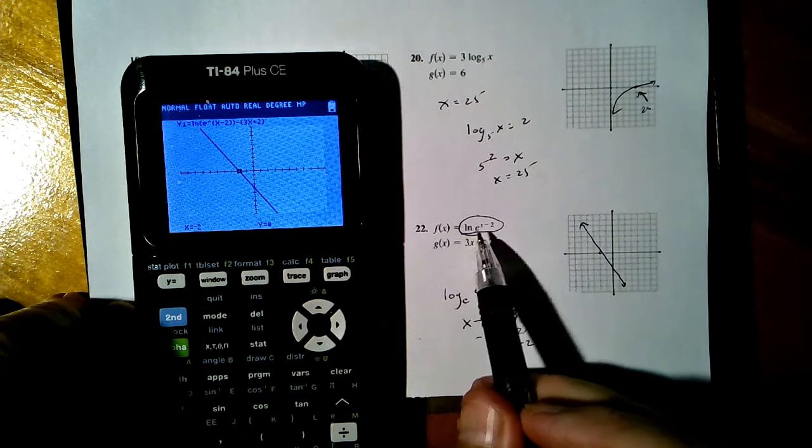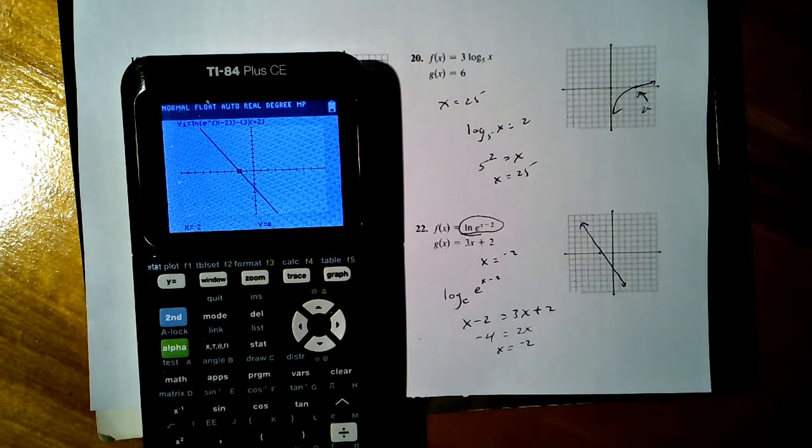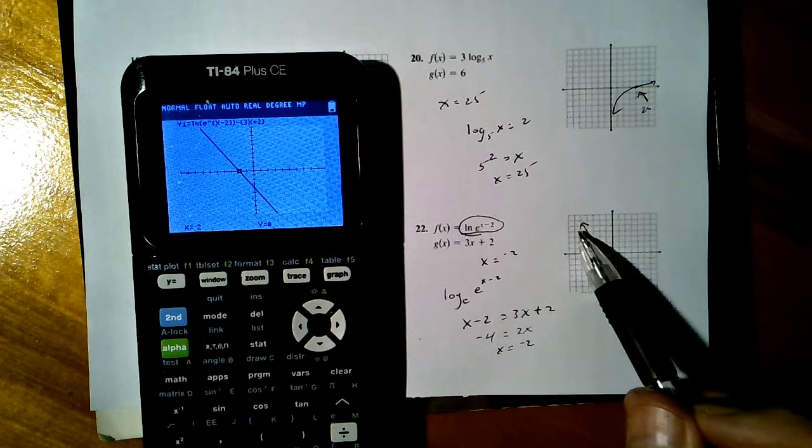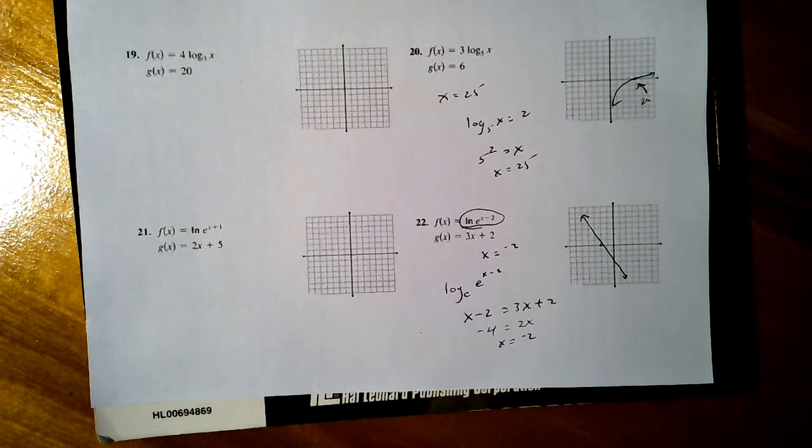See, e to the and ln and natural log, those are inverse functions. So actually this simplifies really nicely. But hopefully we're leaving that page comfortable with our calculator. And stay tuned. Let me know if I can help you.